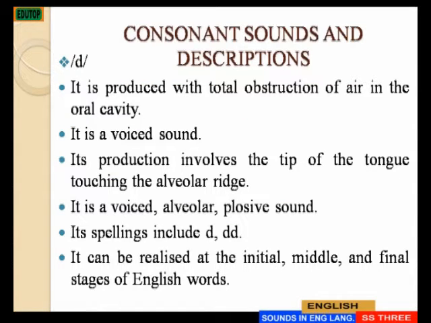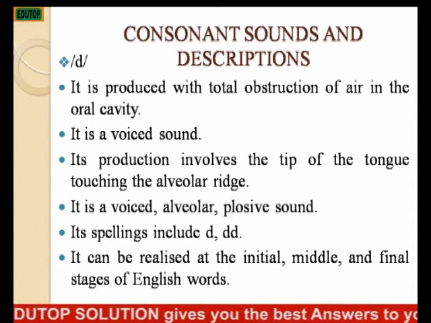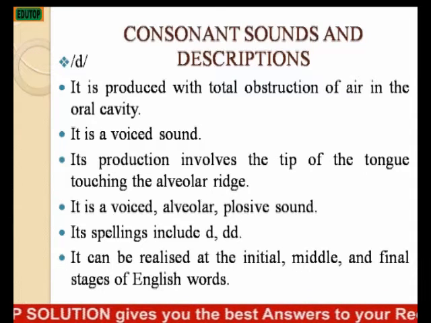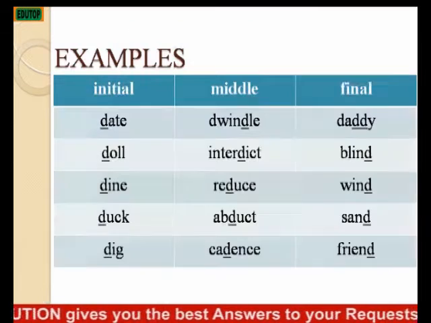The sound is produced with total obstruction. So while t is voiceless, d is voiced. It is produced the same way t is produced. So it is a voiced alveolar plosive sound. Its spellings include D and double D. It can be realized at the initial, middle, and final positions of English words.